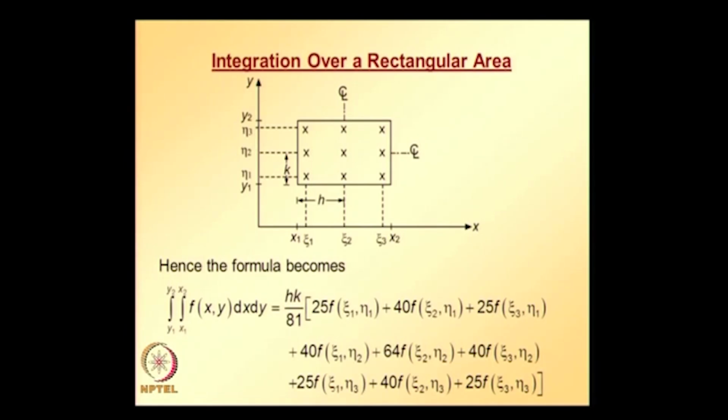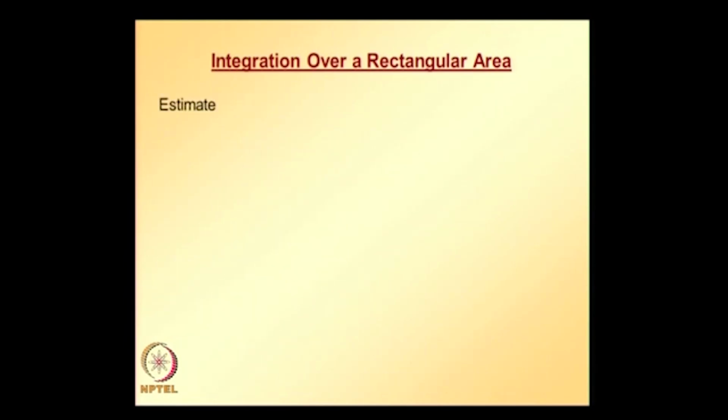So we need to evaluate the function at each of the points psi 1 eta 1, psi 2 eta 2, psi 3 eta 3 and rest of the points, and multiply with the corresponding coefficients and weights, we get the approximate value of integral. So we can apply this formula to estimate this integral again, which we already did with 2-point rule, 2-point Gauss-Legendre rule.